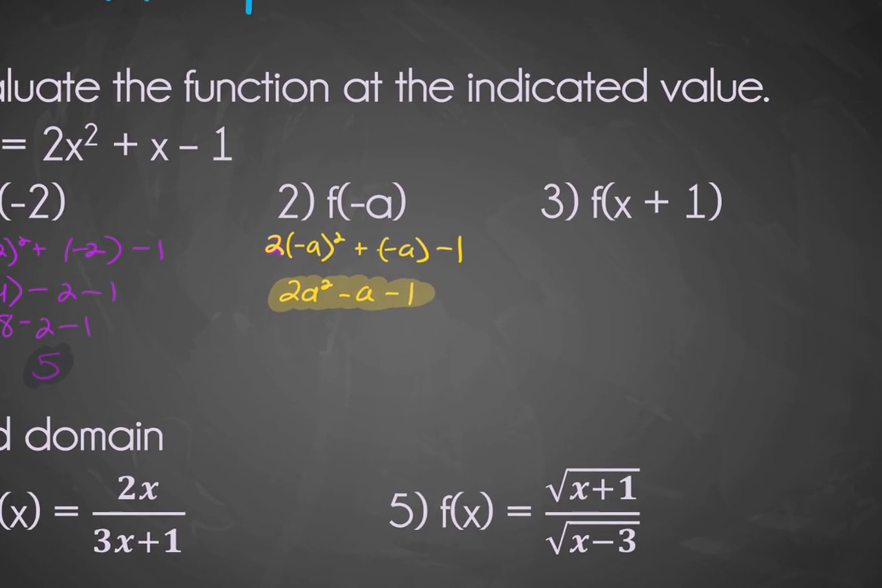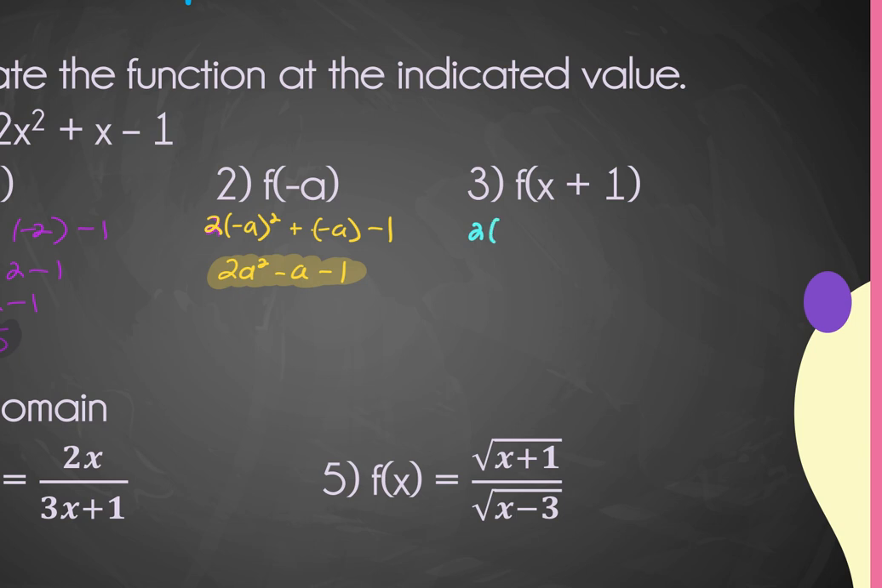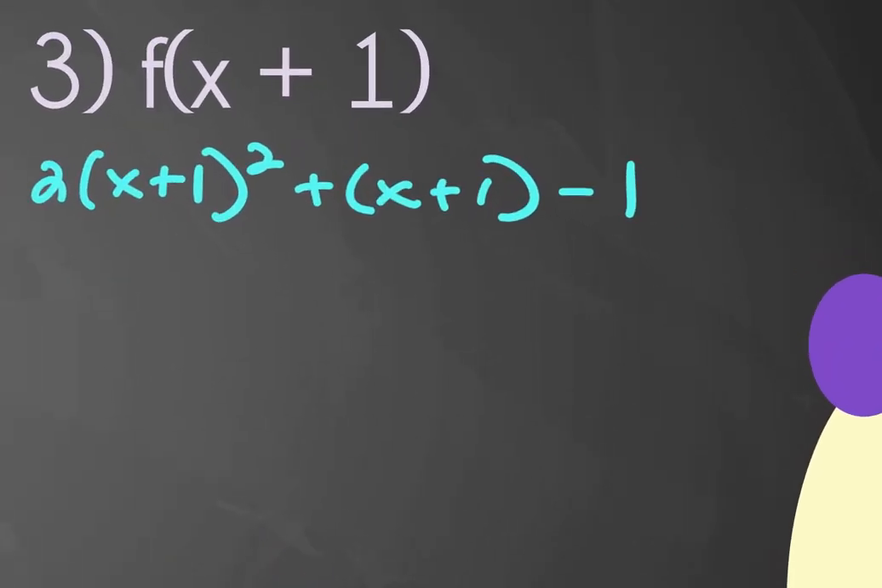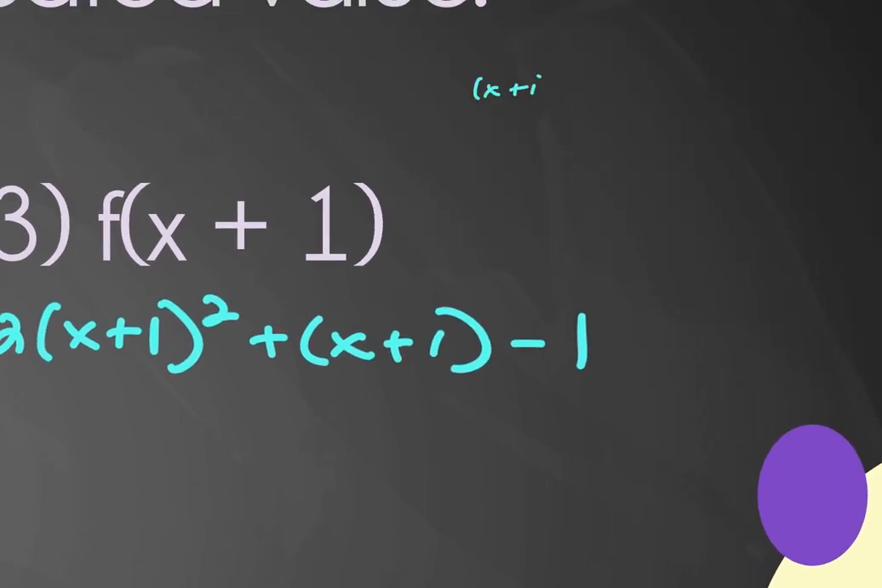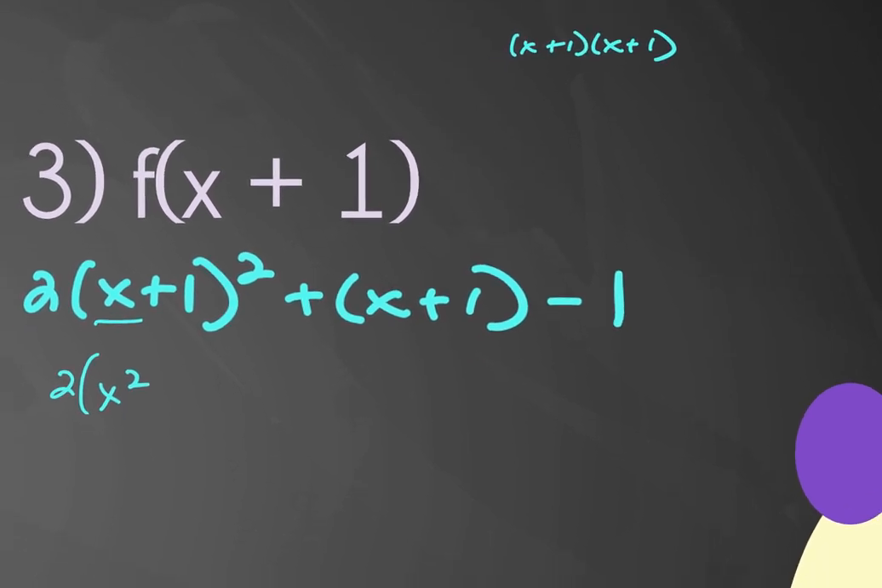And then for 3, you're plugging in x plus 1. So this is 2 times x plus 1 squared plus x plus 1 minus 1. And then remember, we expand and FOIL that. You can't distribute that exponent. So one way to do it is literally do x plus 1 times x plus 1 and FOIL it out. The other is use the shortcut. The shortcut is square the first term, so it'd be x squared. Double the product, so the product would be 1 times x or x. Double that, so it's 2x, and it's a positive 2x. And then square the last term. 1 squared is still 1. Plus x plus 1 minus 1.